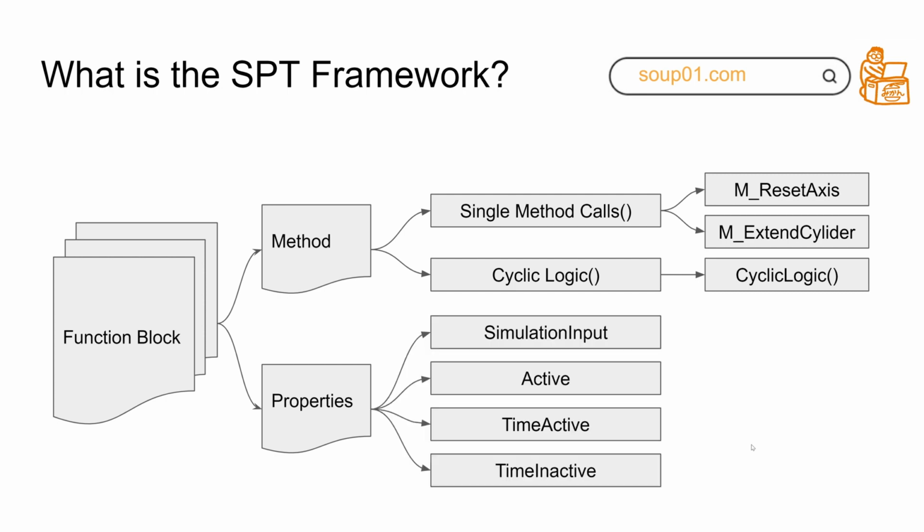Okay, so not just methods, they also have properties. For the properties, they have so many types. They have some properties to let you know the status of your machine or object, or you can set some properties on your object. For example, you can set your object to simulation mode or not. You can get, for example, a sensor's state: whether it is activated or not, and how long it has been activated.